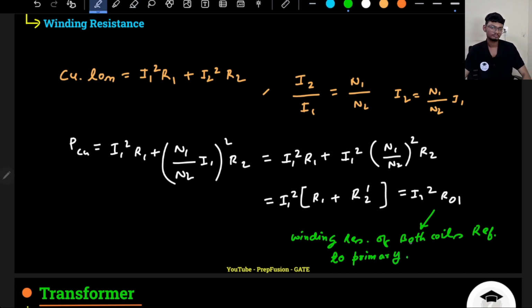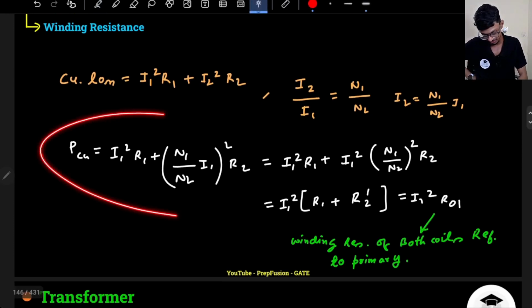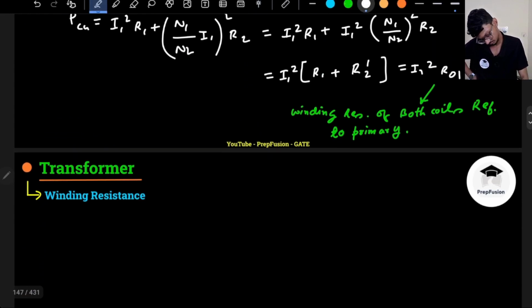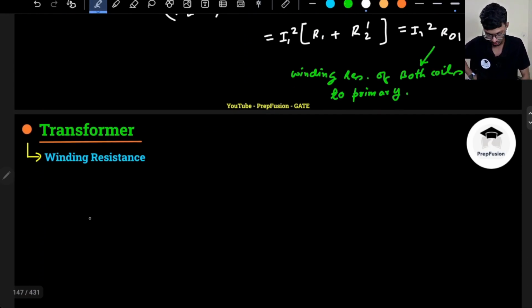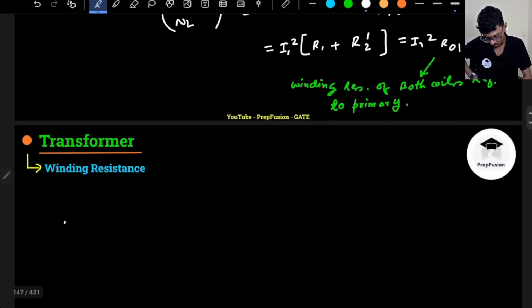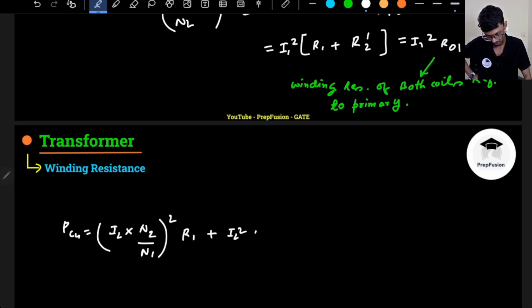Now the same formula you can apply for the secondary as well. Let's say I did not use this substitution. Instead of putting I2 equals to N1 divided by N2 into I1, I will do this. So PCU will be equal to, I will replace I1, that is equal to I2 into N2 divided by N1 whole square. Here I will have R1 plus I2 square into R2.